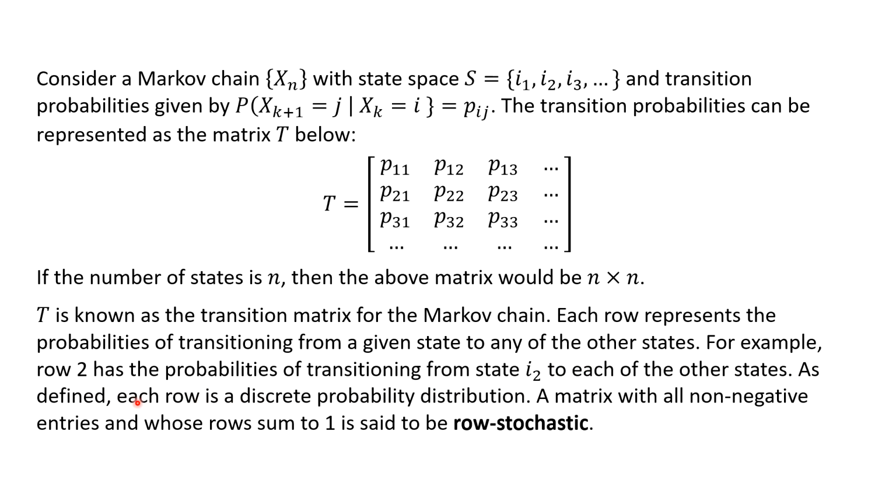As defined, each row is a discrete probability distribution. A matrix with all non-negative entries and whose rows sum to 1 is said to be row stochastic, and this is a general definition that goes beyond Markov chains. So Markov chains are an example of a row stochastic matrix.